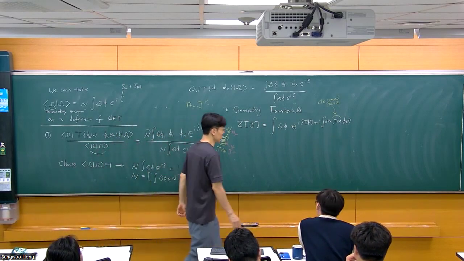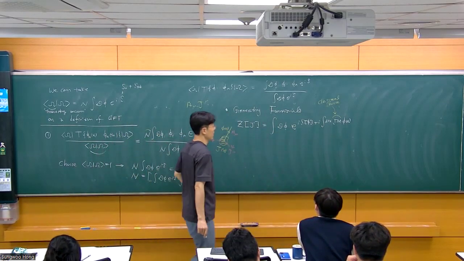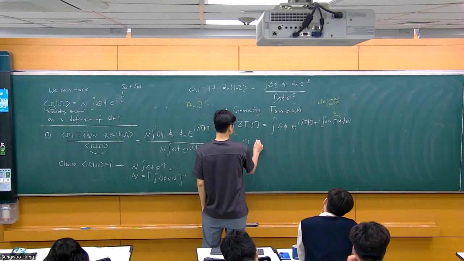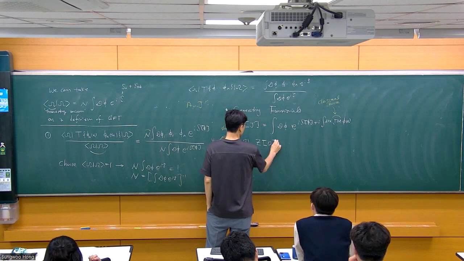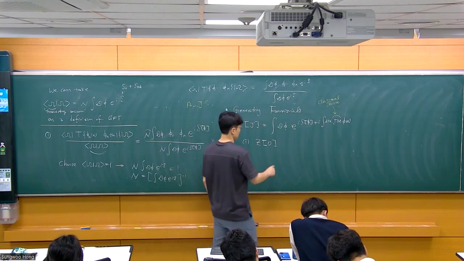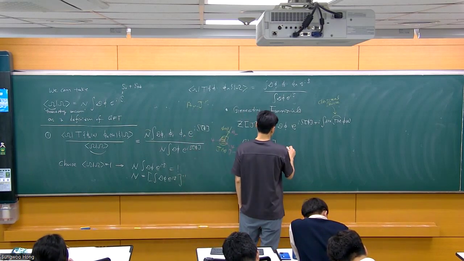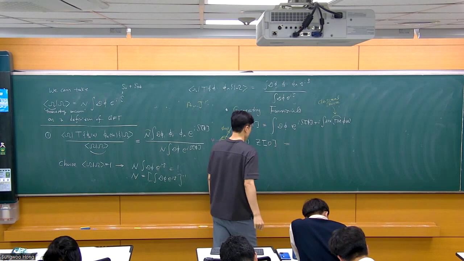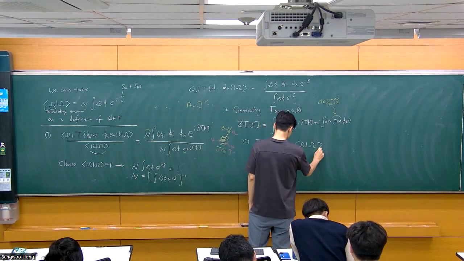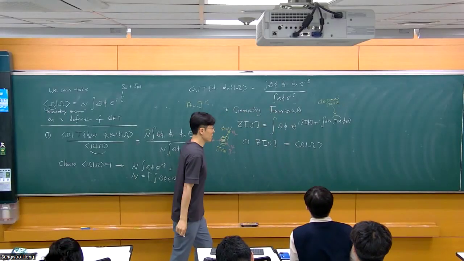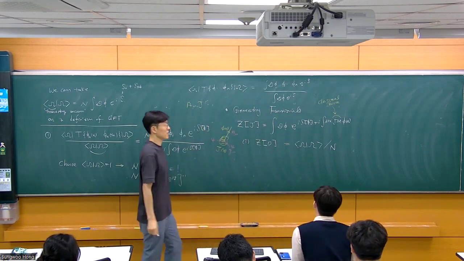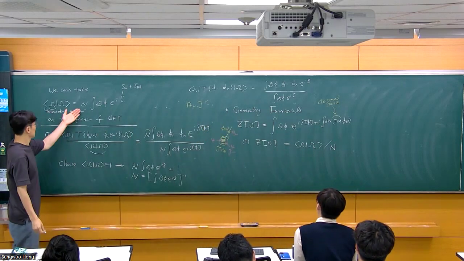Okay, so why is this object useful? This is powerful. First of all, let's note the following. If I consider Z of 0, with the source J turned off, this is basically the vacuum to vacuum transition, up to this N factor. So divided by N. I'm just using this.